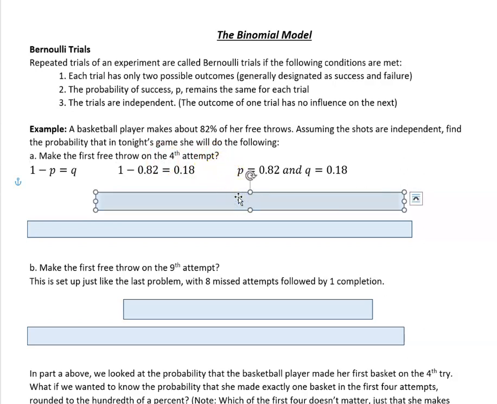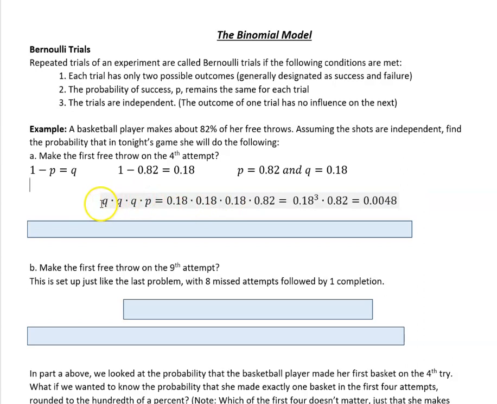What we want is for her to take 4 attempts before she makes her first free throw. So that looks like Q, Q, Q, because she misses, and then finally P, she makes it. We're multiplying these together because they're happening consecutively in our trial. So we have 0.18 three times multiplied by 0.82 at the end when she finally makes it, which we can write in shorthand as 0.18 to the third power times 0.82. If you multiply that, you get 0.0048.